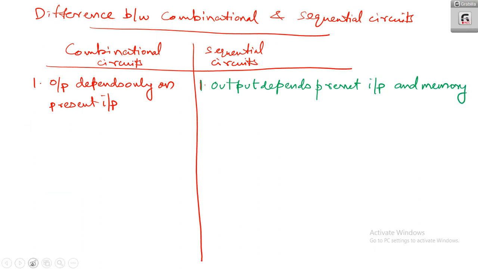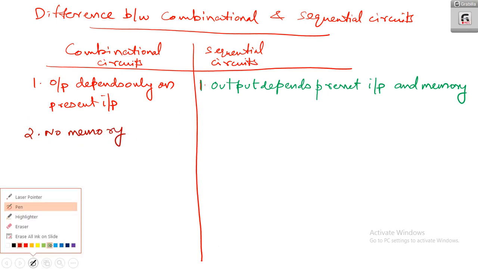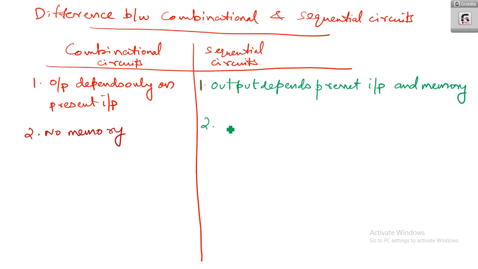Now coming to the second point. In combinational circuit, there is no memory. Here there is no memory. Whereas in sequential circuit, what is there? Memory is there, or some memory elements are there.